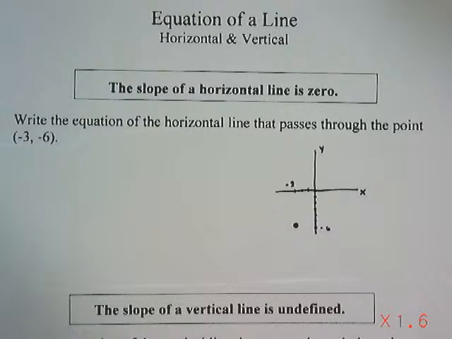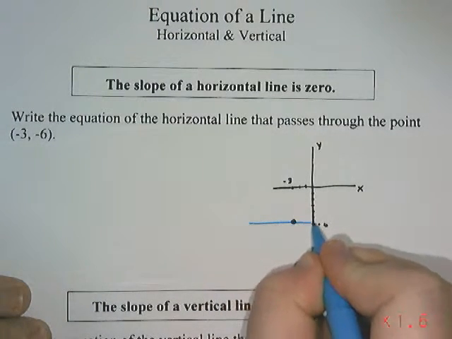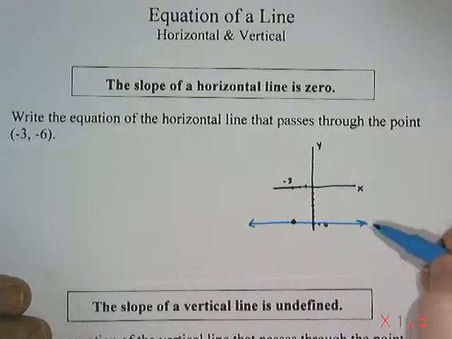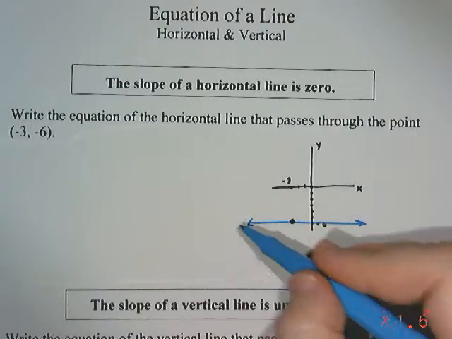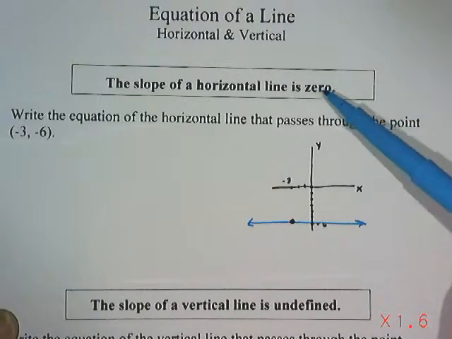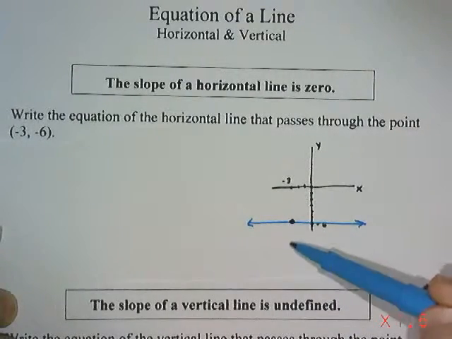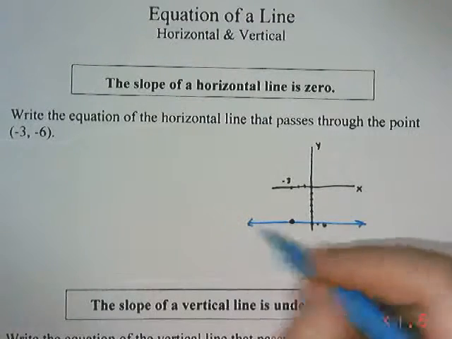So a horizontal line is like the horizon. It's just a flat line that's parallel to the x-axis. It looks a little something like that. So the equations of horizontal lines are a little bit different. It has a slope of 0, right? The line has no rise. It doesn't go up and over. It just goes over, over, over. So this has a slope of 0.